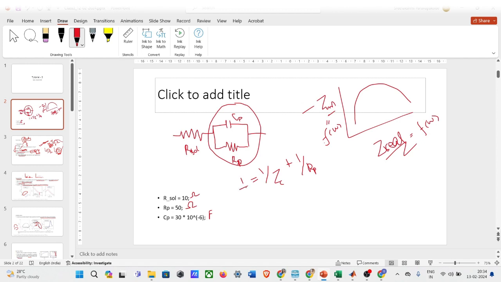30 into 10 to the power minus 6. No, you cannot substitute this value directly. That is 1 by j omega C. Yes, correct. That is ZC. Don't get confused. This is the capacitance value, and this is the impedance. Both are different. What is the impedance due to the capacitor? That is 1 by j omega C. This C value is what is given as Cp here. So substitute it, and you'll get the impedance for this parallel circuit.